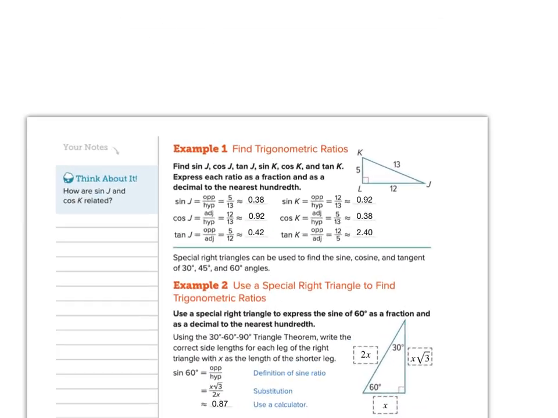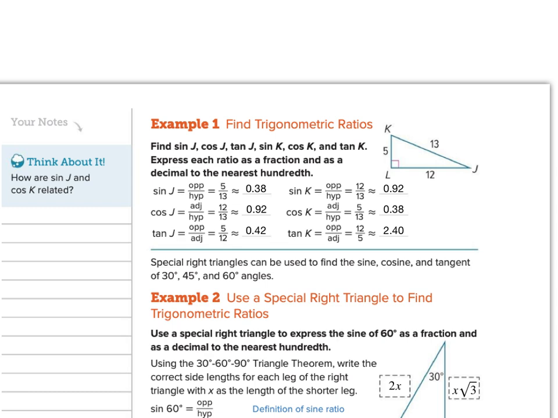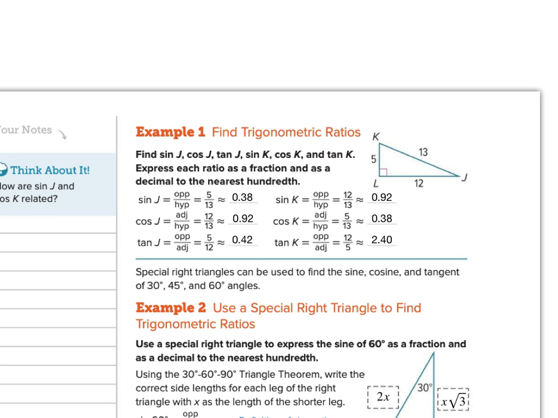Right now we have values for this. It says find the trigonometric ratios for sine J, cosine J, tangent J. So when we look here, sine of J is going to be the opposite side over the hypotenuse, so that would be 5 over 13. Putting that into the calculator, we can get an approximate. The cosine of J would be the adjacent over the hypotenuse, 12 over 13. The tangent of J would be the opposite over the adjacent, so 5 over 12.